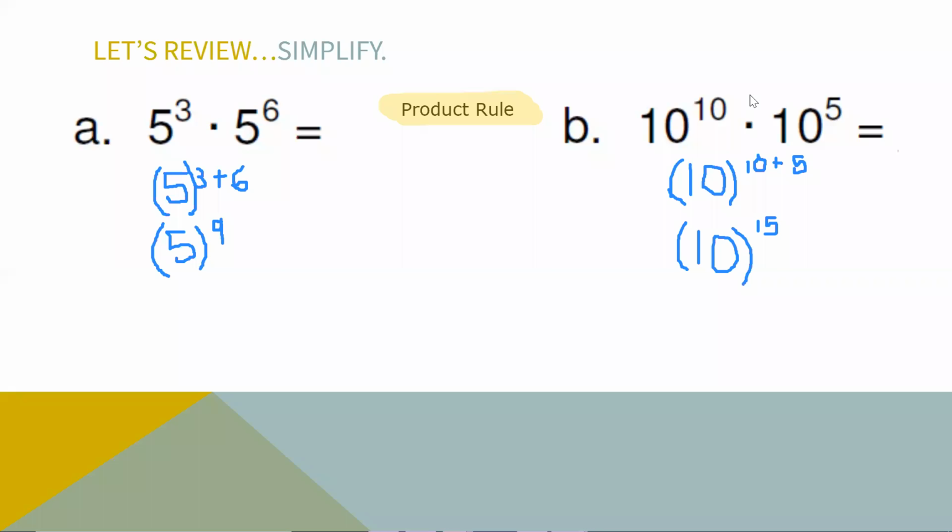So for these 2 problems, you should have used the product rule because we have 2 bases and 2 exponents with multiplication in the middle. The product rule tells us that we're adding our exponents. So we have 5 to the 9th for A and 10 to the 15th for B.